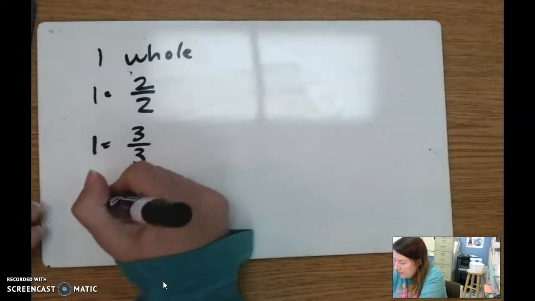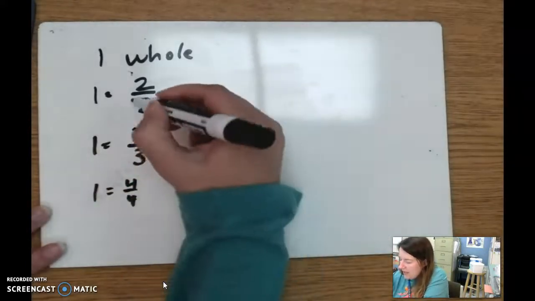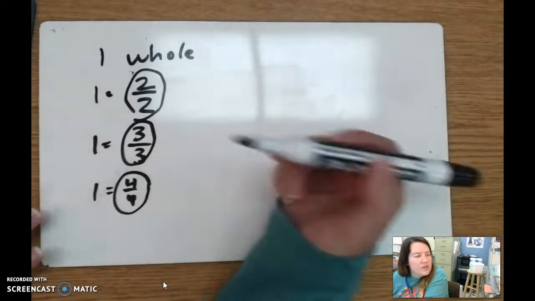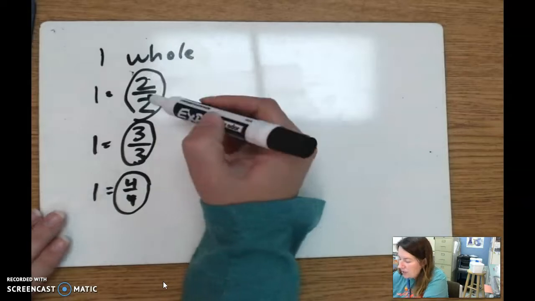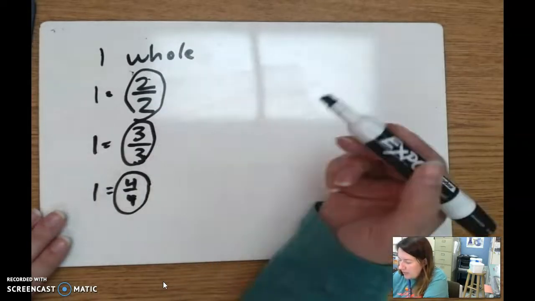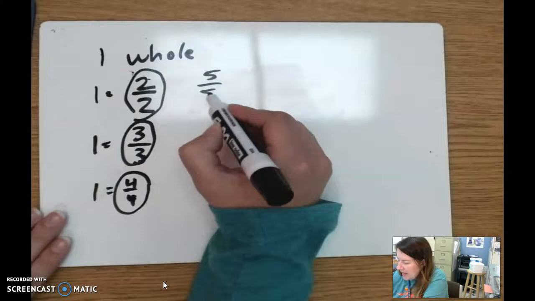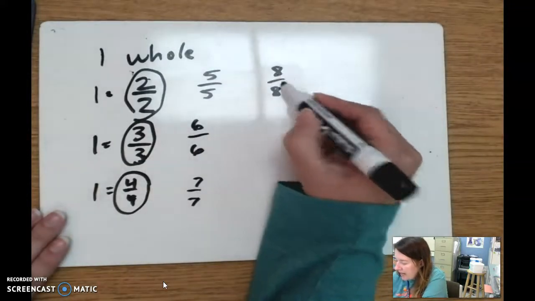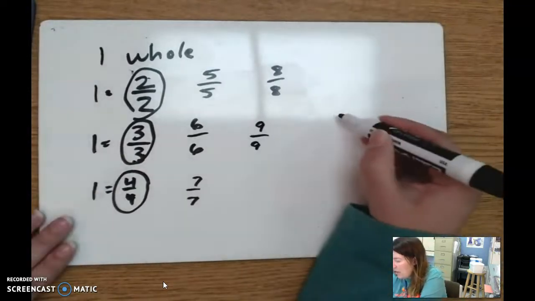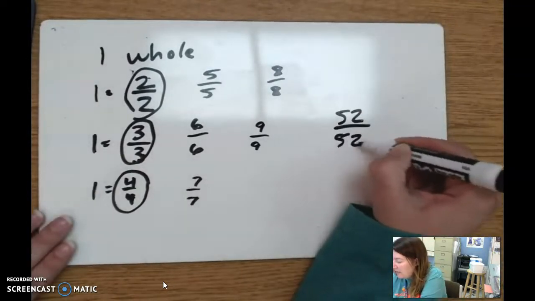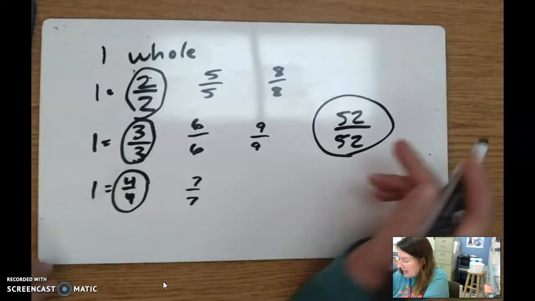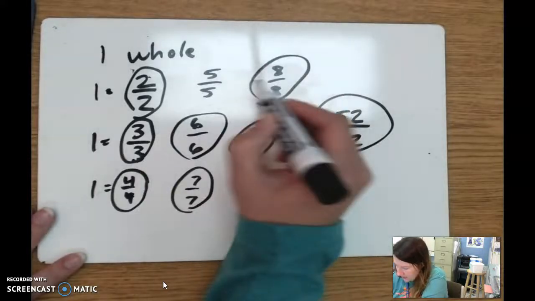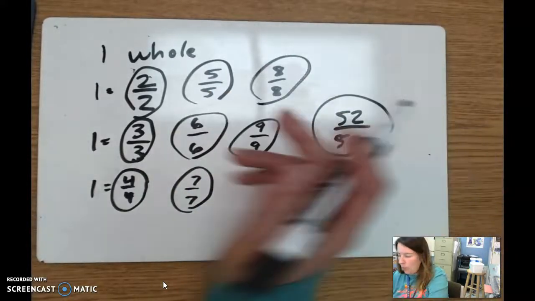4/4. Do you notice what all of these have in common? It's when the numerator and denominator are the same. You're saying I need 2 out of 2 pieces, 3 out of 3 pieces, 4 out of 4 pieces. All of these are the same way. So it could be any number over itself equals a whole. Even if I said 52 out of 52, guess what? That's 1 whole piece because it's 52 tiny pieces. So any of these numbers is the same as 1 whole.